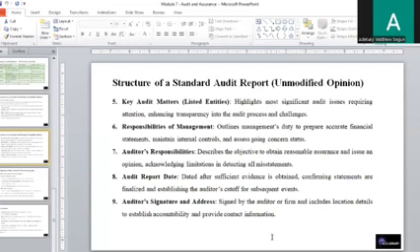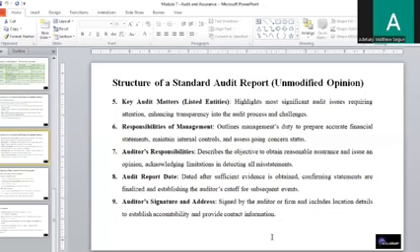And then we also have the audit responsibilities stated in the audit report, and this describes the objective to obtain reasonable assurance and issue an opinion, acknowledging limitations in detecting all misstatements. And we also have the audit report date, which is stated after sufficient evidence is obtained, confirming statements are finalized, and establishing the auditor's cutoff for subsequent events.